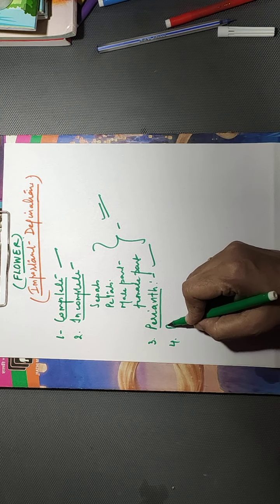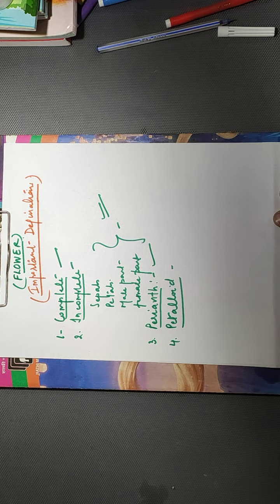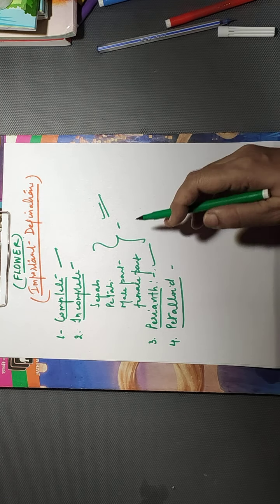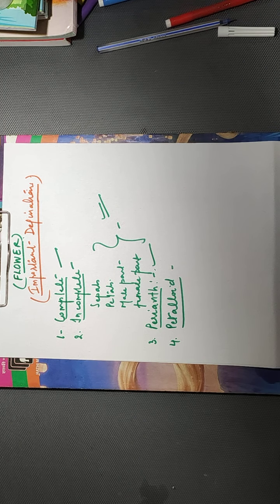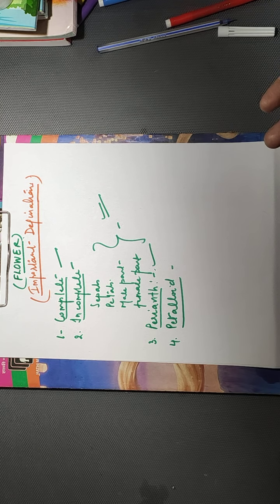And fourth is petaloid. Petaloid is a non-green perianth. Perianth is generally green in color, and it's very difficult to differentiate which is petal and which is sepal. So the definition of perianth is a condition where petals and sepals are undifferentiated, and petaloid is a non-green perianth. Generally, perianth is green in color, but petaloids can be of different colors, maybe red, orange, and then it is called a petaloid.